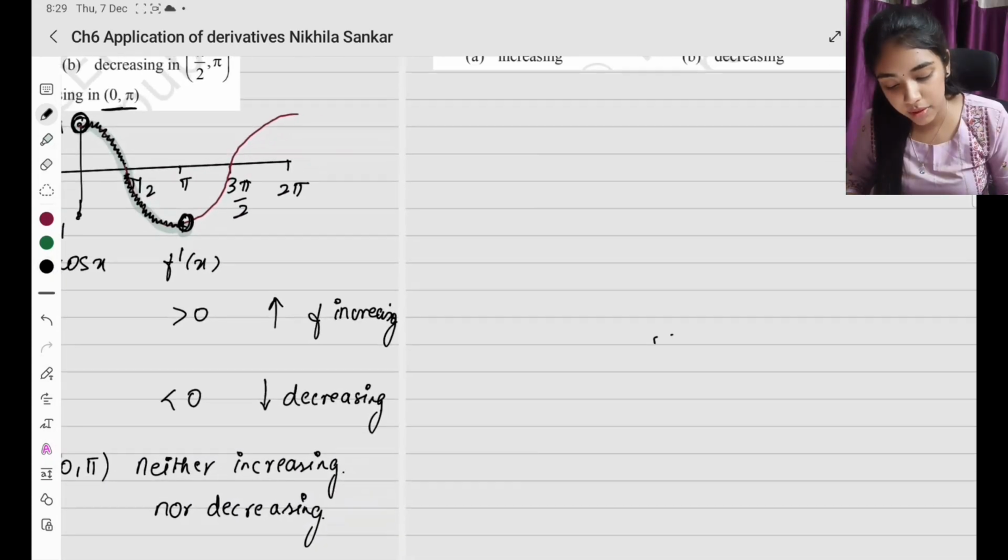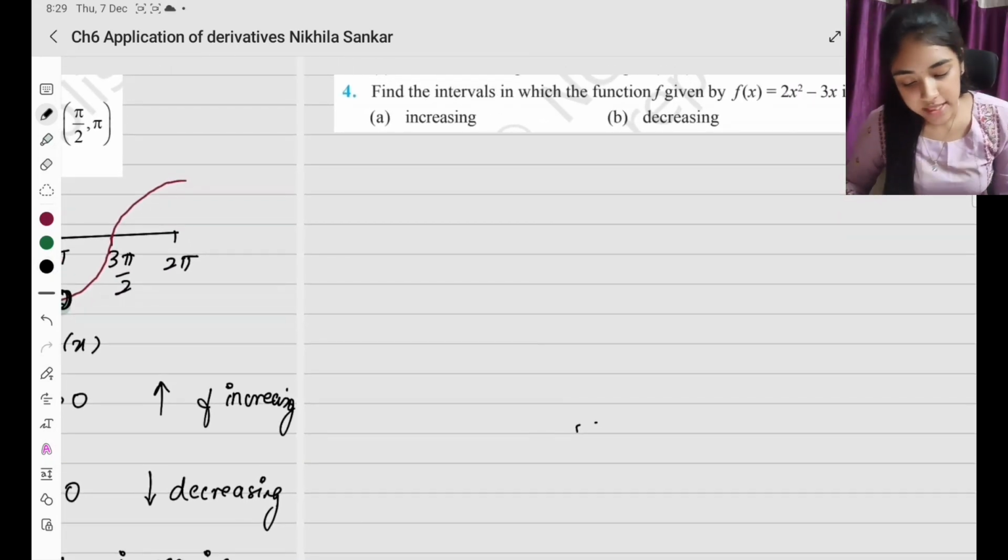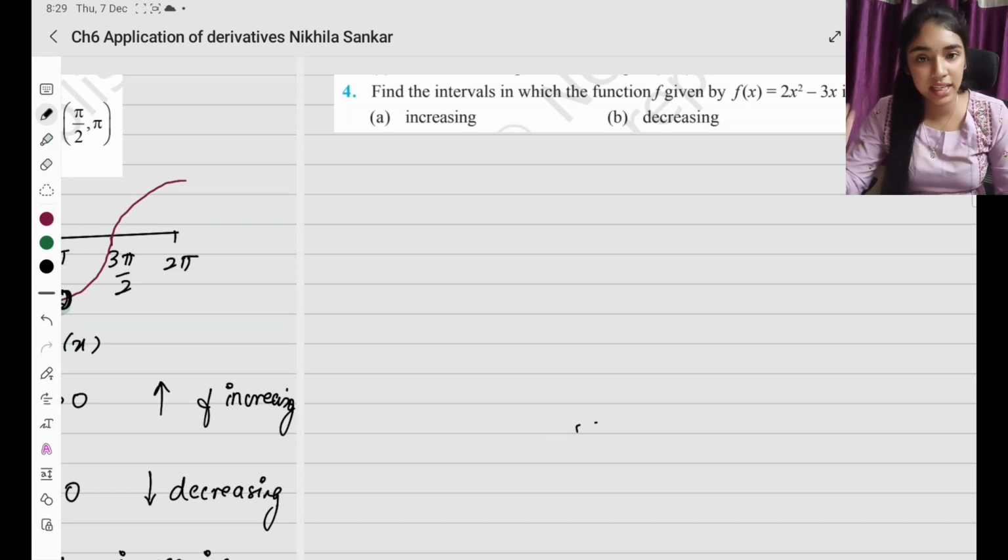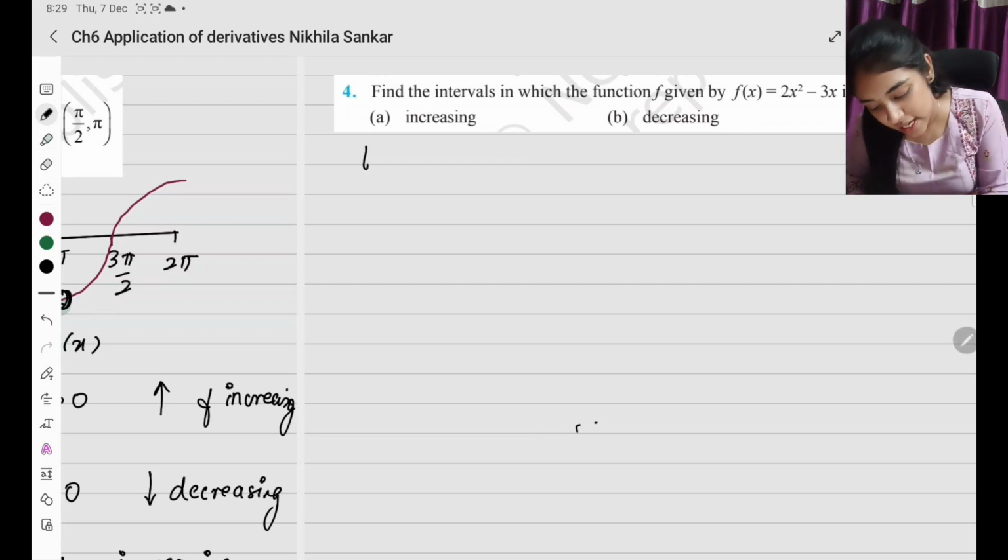Okay. Question number 4. Find the intervals in which the function f given by f of x equals 2x square minus 3x is increasing, decreasing. எந்த intervalல increasing, எந்த intervalல decreasing. So first, let me find the derivative.